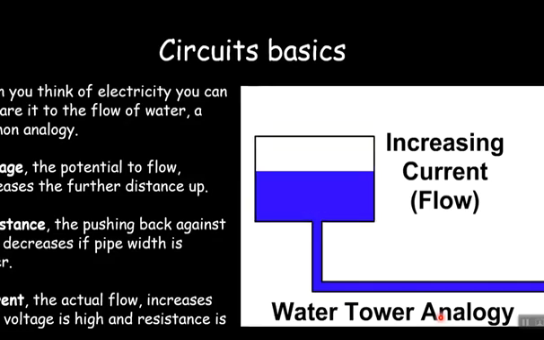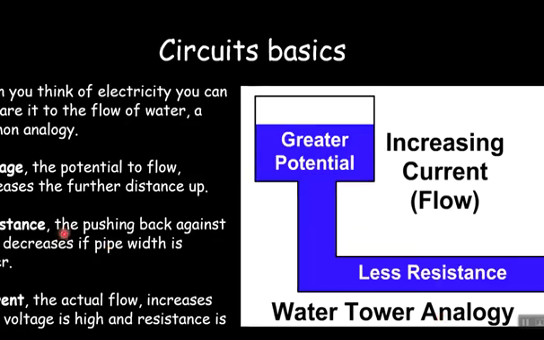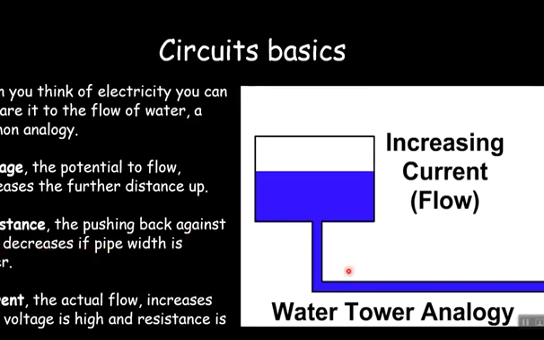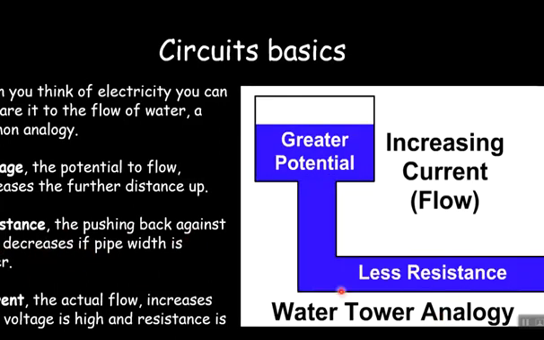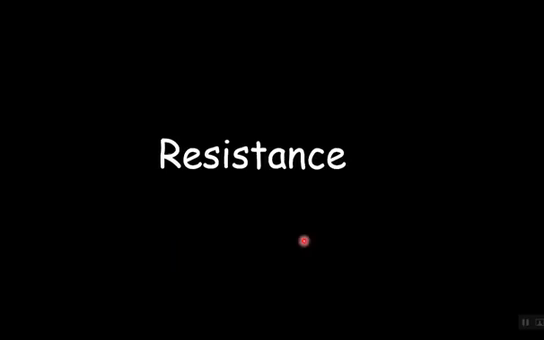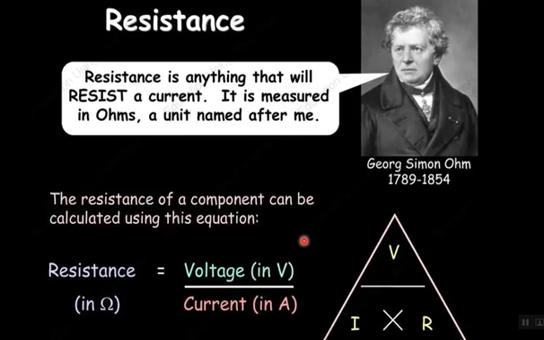Next, we'll look at the resistance. The pushing back against the flow decreases if the pipe's width is bigger. So we're going to now look at what in the circuit is the width of the pipe. Resistance. Firstly, the guy who discovered resistance is George Simon Ohm, and the unit is also named after him. We use the symbol omega, so ohm and omega. Resistance is anything that resists the current.